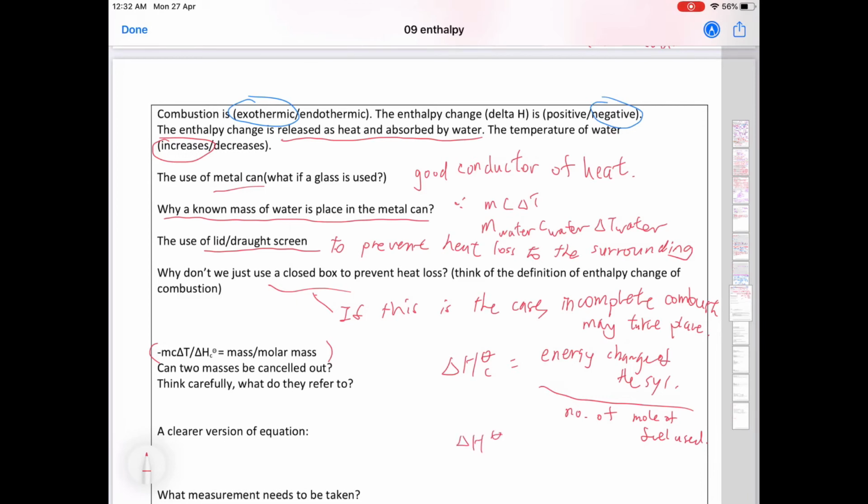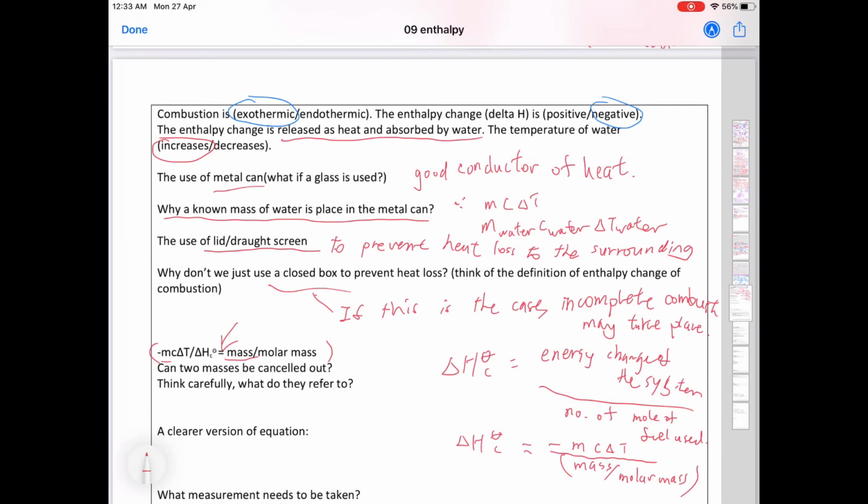And then for the delta H, we just keep it the same first. For energy, we can use negative mc delta T to calculate the change in the surrounding, and then add back the negative sign to represent the energy change of the system. And then finally, in the bottom one, we can use mass over molar mass to calculate the number of moles of the fuel. After the rearrangement, we get this equation. Then can these two masses be cancelled out? Well, the answer is obviously not.